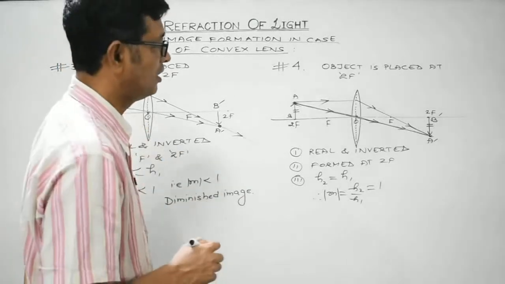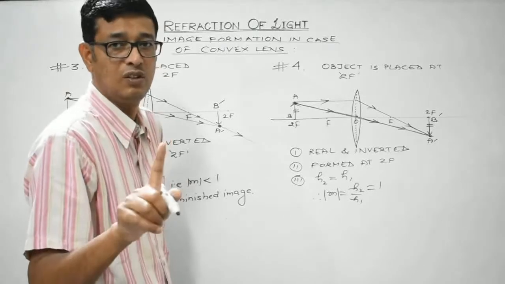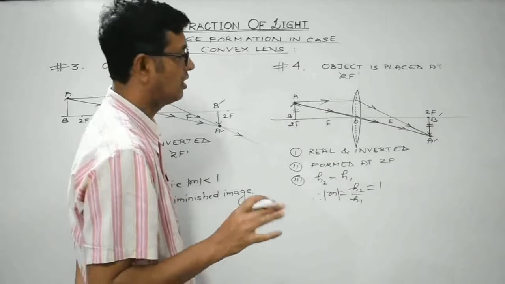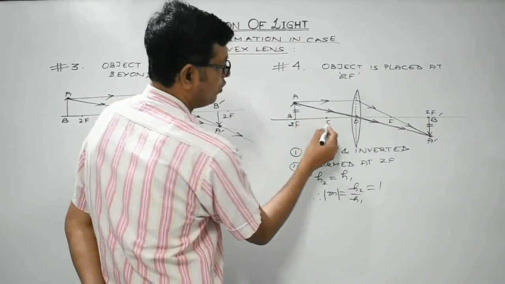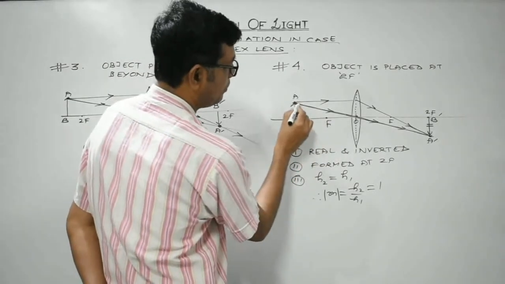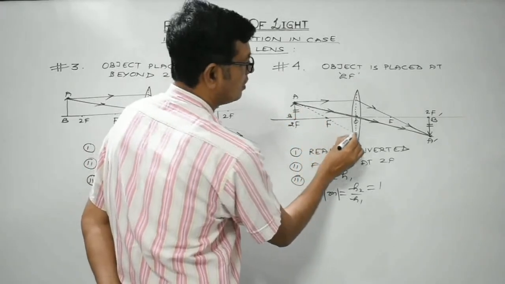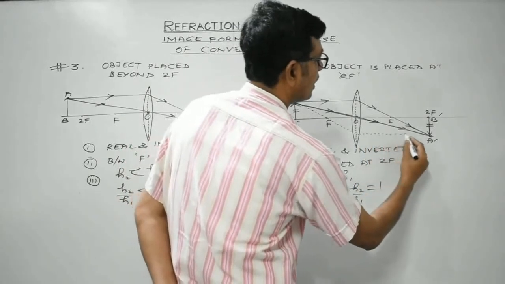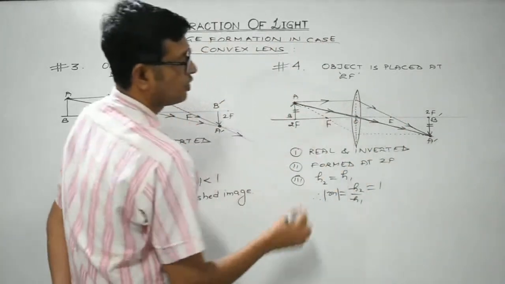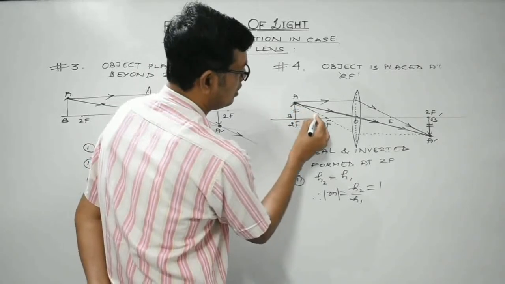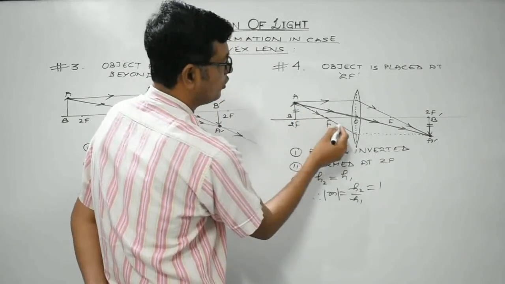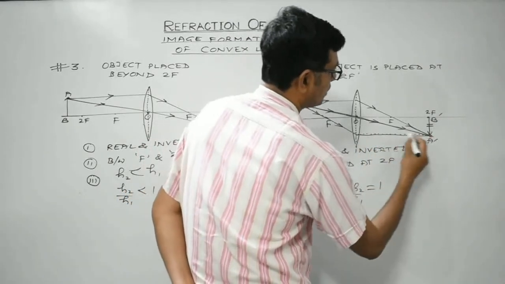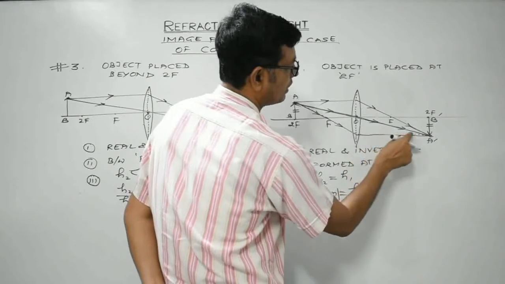Here, I must tell you, if you would have made use of the third rule, then also you would have got the image at the same position. I'll tell you. So, one of the rules left was ray passing through the focus. After refraction, it will become parallel to the principal axis. So, you'll get the same point of concurrency. So, this is the rule. Ray of light passing through the focus, after refraction, it becomes parallel to the principal axis.